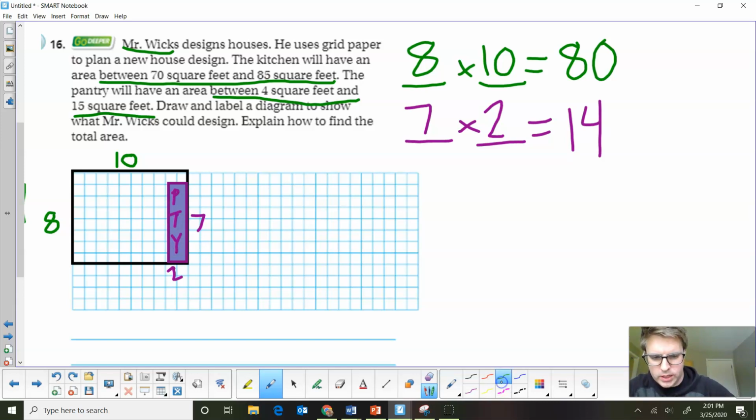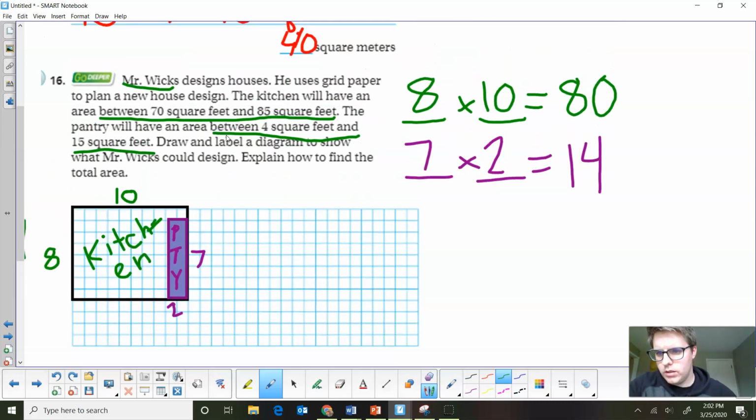And I better label my kitchen too. Kitchen. Boy. Sorry, my stylus doesn't work very well in tiny little areas. So now I've got my kitchen labeled and my pantry labeled, and I've got an area of 80 total, and my pantry's got an area of 14. So that works. That fits the description.